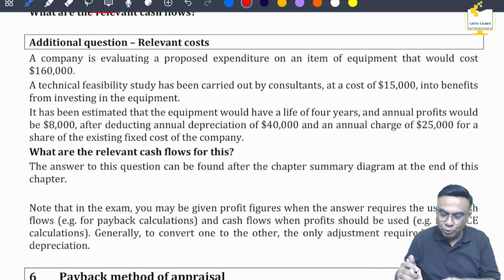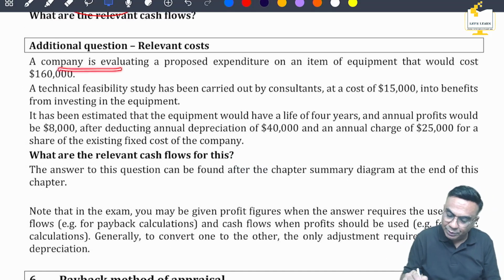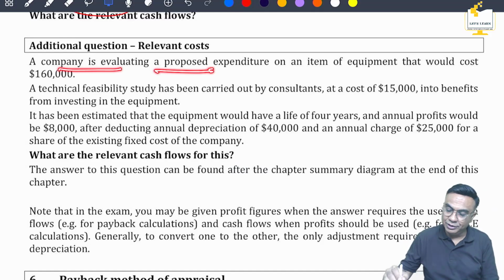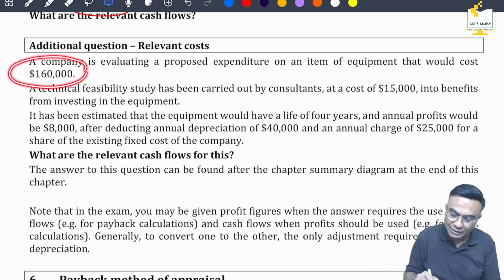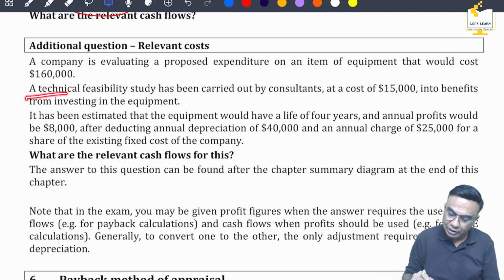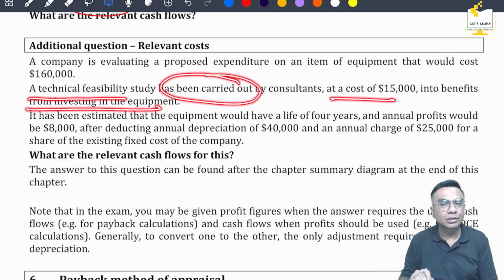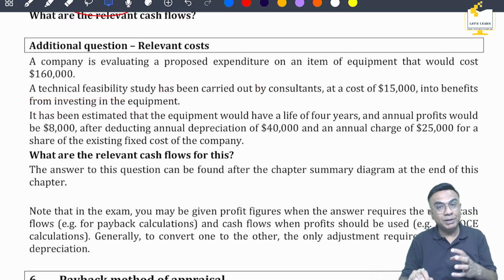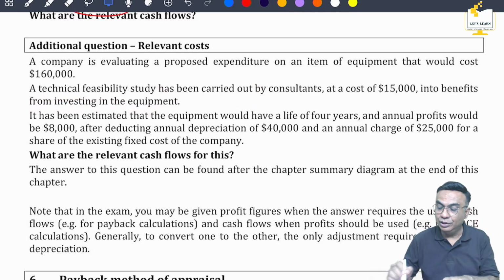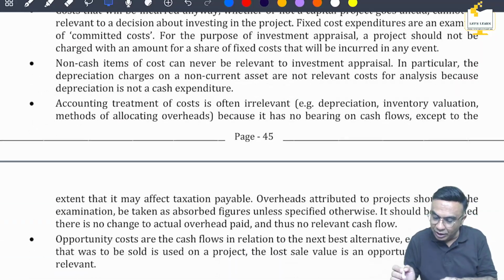Okay, let's take one more additional question. A company is evaluating a proposed expenditure on an item of equipment that would cost 1,60,000. So 1,60,000 is a capital expenditure. A technical feasibility study has been carried out by a consultant at a cost of $15,000 into the benefits from investing. Already this expenditure is incurred. So this becomes a sunk cost. It is a sunk cost. So again it becomes irrelevant.